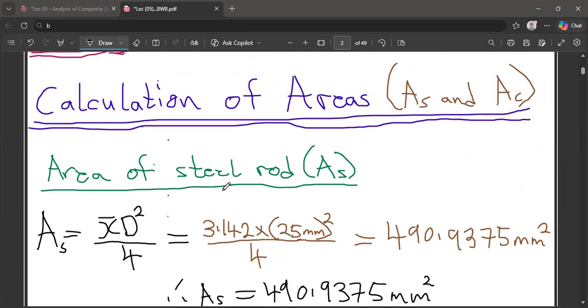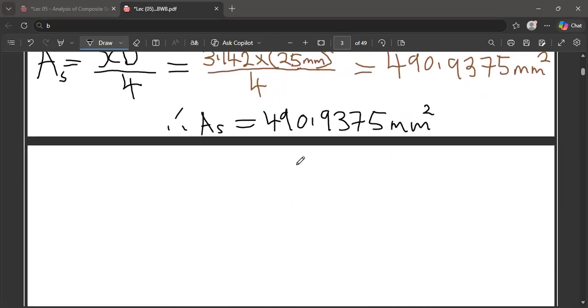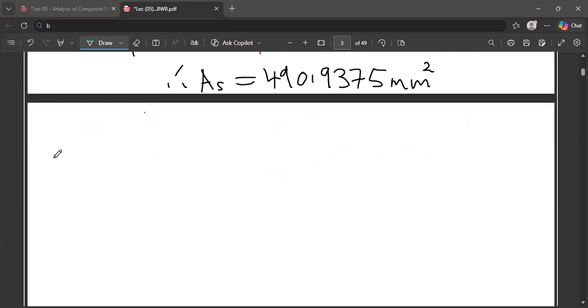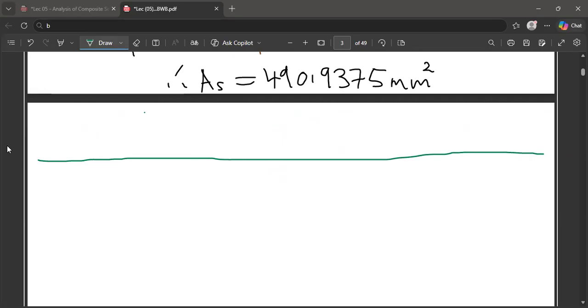So let's also come and calculate for the area of what? Hollow copper tube, because it is a hollow one. So let's quickly do that too, then we can proceed, because you know that without the area, we cannot move. So we have to do first things first. So this is the area of hollow copper tube.